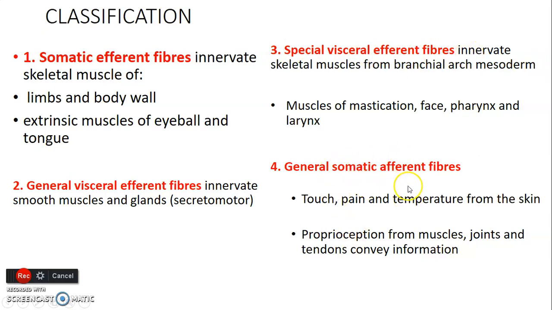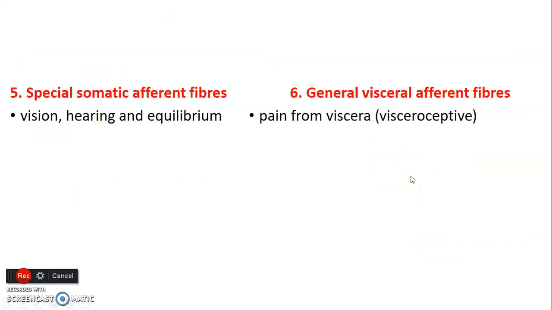General somatic afferent. Afferent is sensory. So touch, pain, temperature from the skin, somatic. Proprioception from muscles and joints and tendons. Again, those are general somatic afferent. Okay. Then special somatic afferent is sensation that is somatic and special. So you have the special senses: vision, hearing, and equilibrium. Then we have general visceral afferent. This is pain from the viscera.